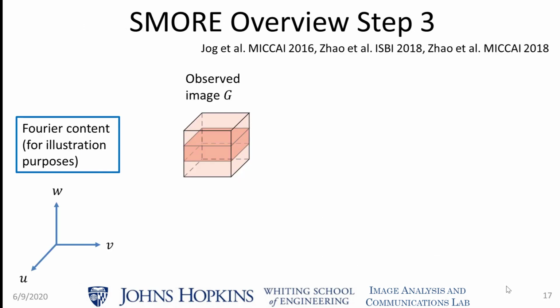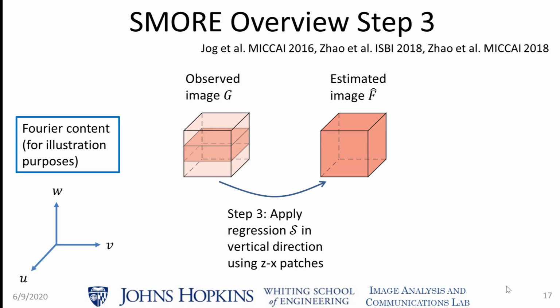So what is step 3? Well, we're going to take the observed image, which again has this limited Fourier content, and apply that same regression but in the through plane direction. Now it's a 2D regression, so we're going to apply it with image patches, in this case from the ZX plane, and then we need to apply that to all Y images. That gives us an estimated F whose Fourier content should be full.